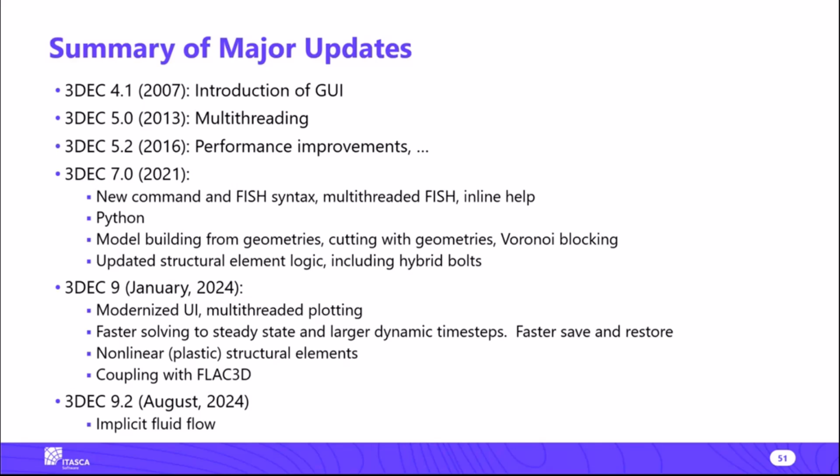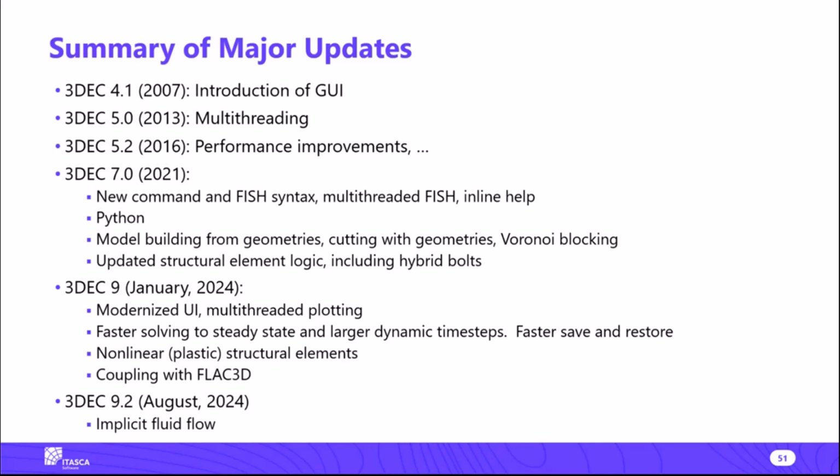Version 7 was a big change. We introduced new command and FISH syntax. This was necessary for several reasons. Number one, in order to do the coupling between the different programs. Number two, to do the inline help that I was showing you about, that Control-Space. Number three, to do multi-threaded FISH, which is potentially really useful if you're running a lot of FISH. The multi-threaded goes a lot faster. Version 7 also introduced Python, the model building from geometries that I showed earlier, the Voronoi, and the hybrid bolts.